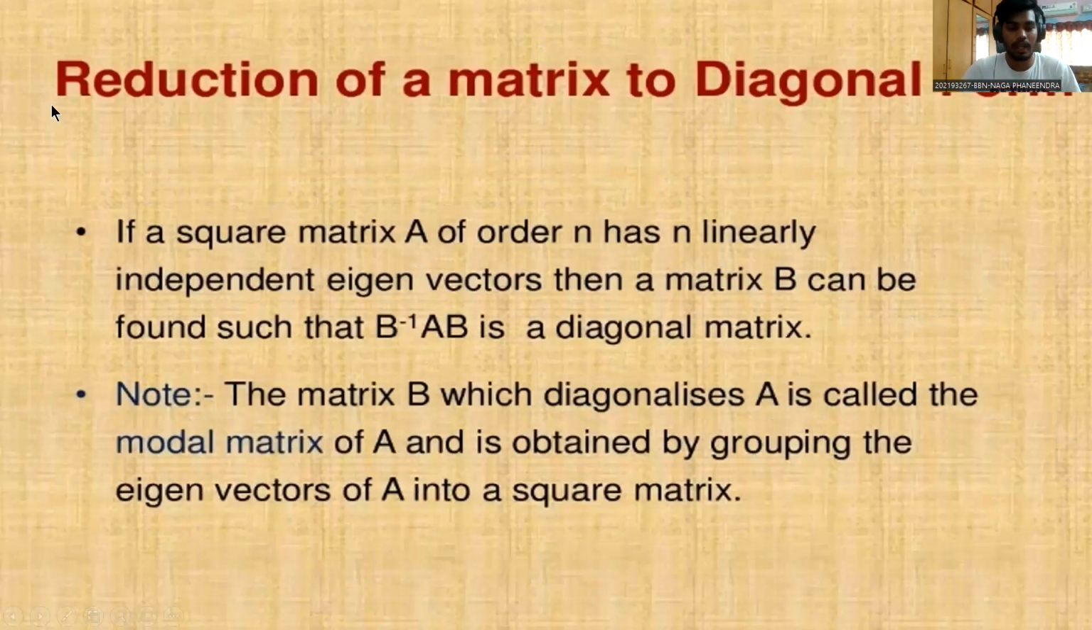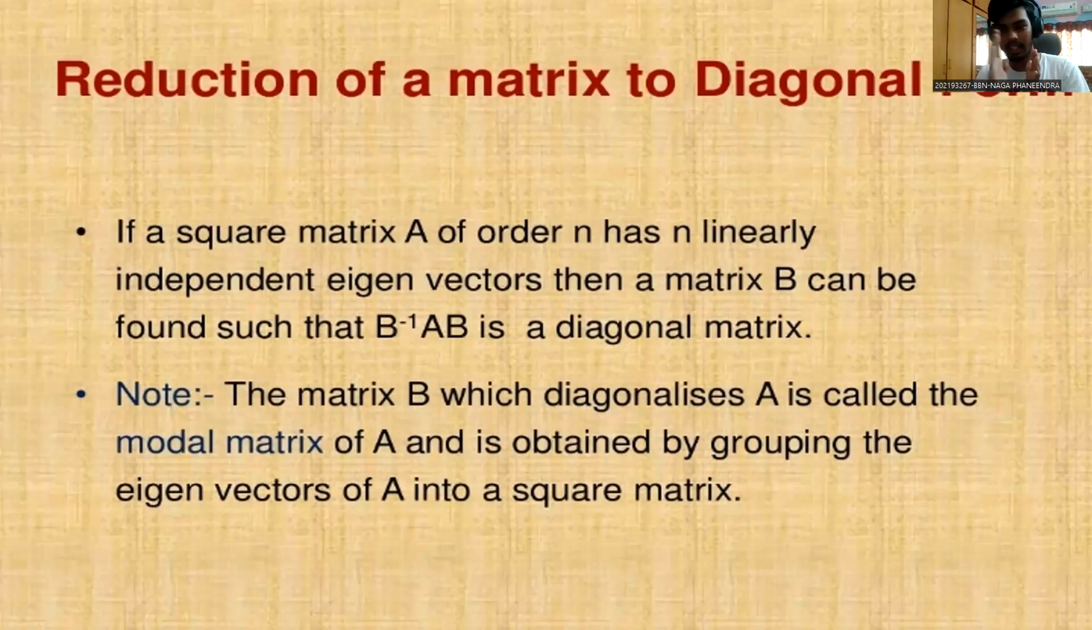So, reduction of matrices to diagonal form. If a square matrix A of order n has n linearly independent eigenvectors, a matrix B can be found such that B inverse A B is equal to D, which is called a diagonal matrix. Note: a matrix B which diagonalizes A is called the modal matrix of A, and it is obtained by grouping the eigenvectors of A into a square matrix. By substituting the eigenvectors in place of X, we get a modal matrix.